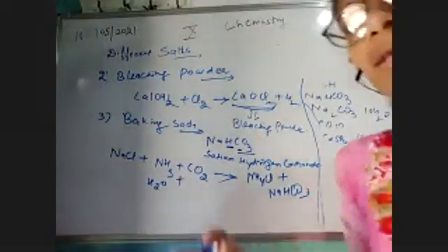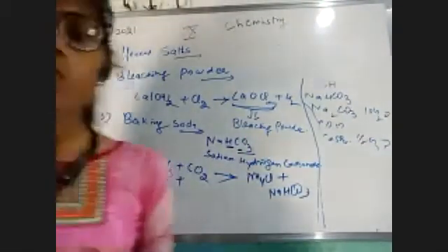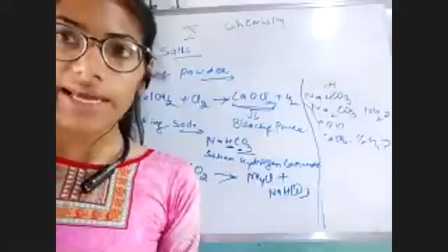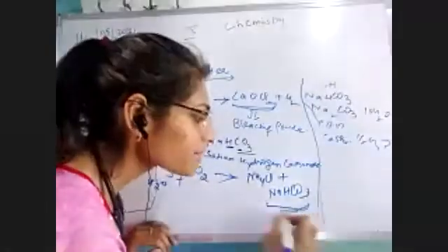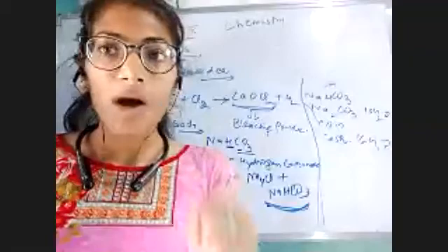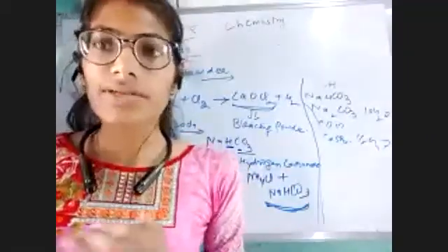So basically, with the help of sodium chloride, if we react our common salt with carbon dioxide gas as well as ammonia gas as well as water, we would get our sodium bicarbonate, which is known as baking soda. Now, with the help of this baking soda, we can easily make baking powder and so on.